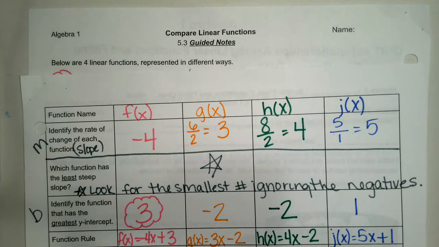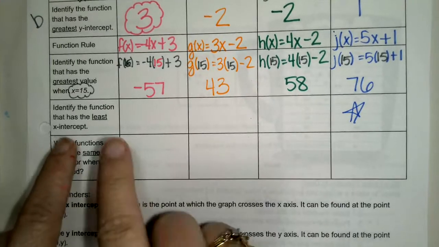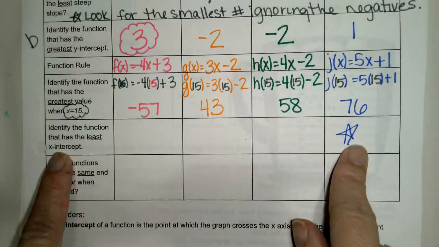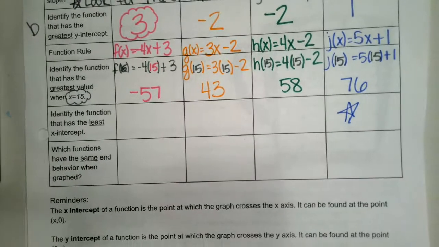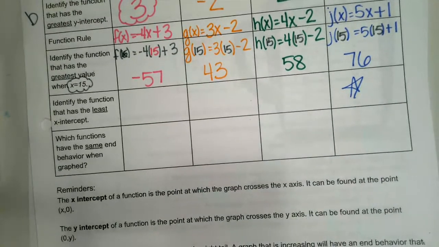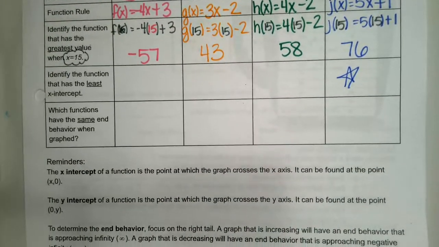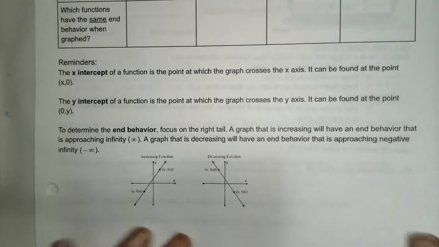This is 5.3, compare linear functions. We have just identified that the least x-intercept is the j of x. So the next thing that we need to talk about is which functions have the same end behavior when graphed. So you're going to want to look at the graph in order to be able to identify the end behavior. In order to determine the end behavior, you're going to focus on the right tail. So let's talk about that for a minute.